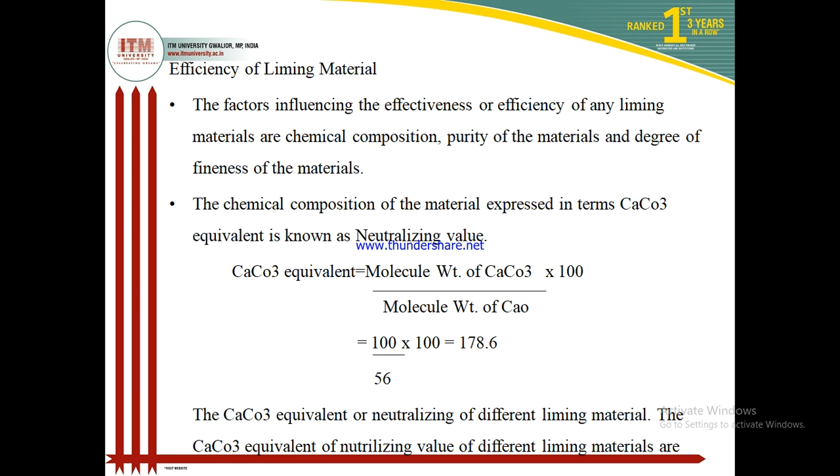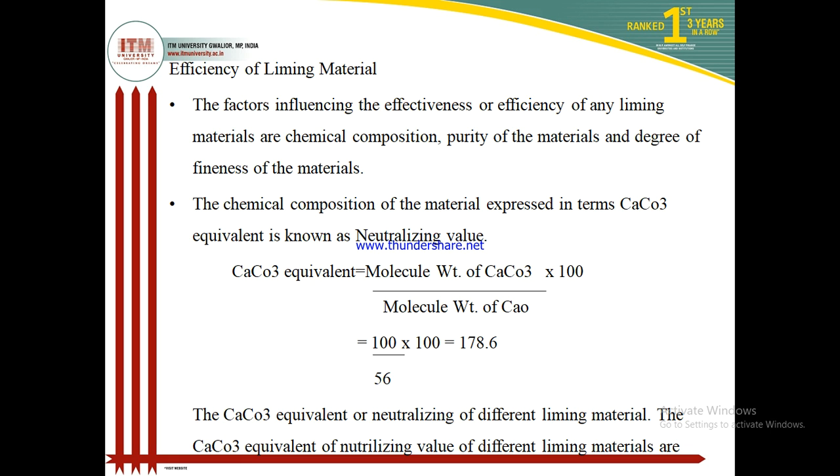Efficiency of liming material. The factors influencing the efficiency of any liming material are its chemical composition, purity of the material and degree of fineness of the material. The chemical composition of the material expressed in terms of calcium carbonate equivalent is known as neutralizing value. This can be calculated by this formula: calcium carbonate equivalent equals molecular weight of calcium carbonate times 100 divided by molecular weight of the calcium compound.